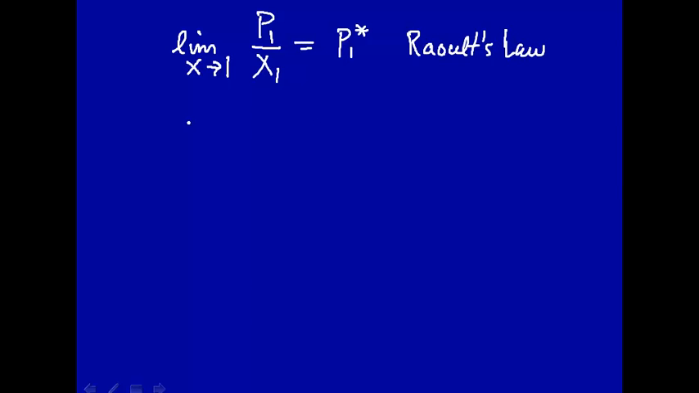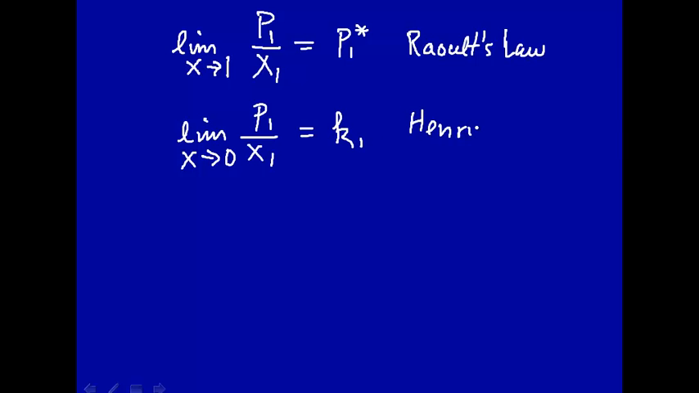On the other hand, if we take the other limit, P1 over X1 as X1 goes to 0, so now we're going to low solute concentration, this is just equal to the Henry's law constant, K1. All right, so that's a neat way of summarizing those things.